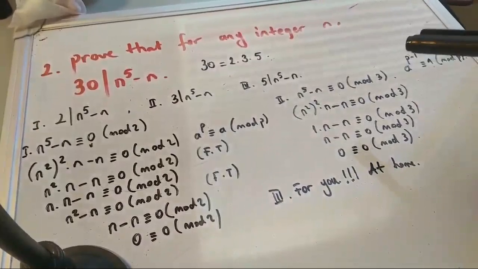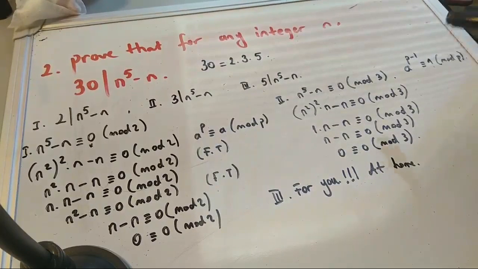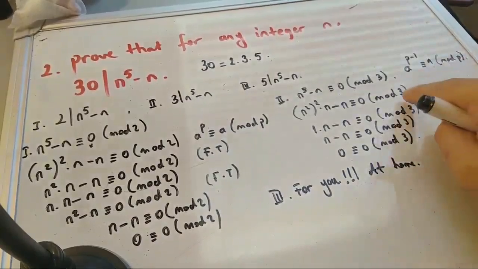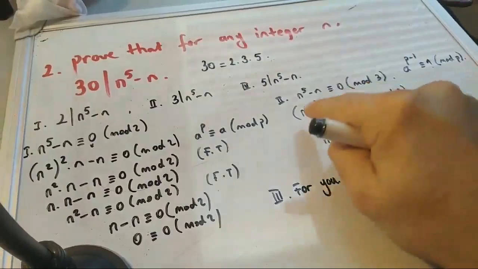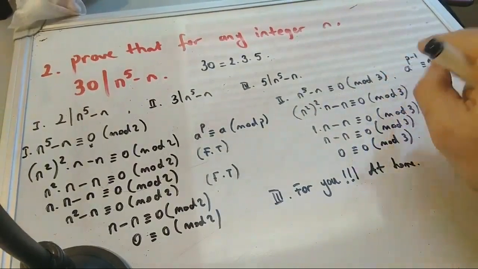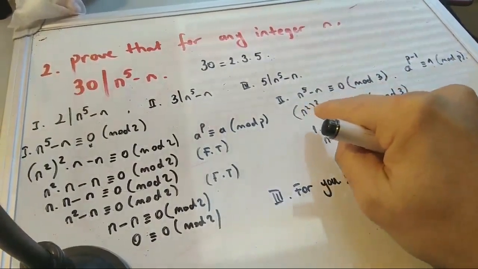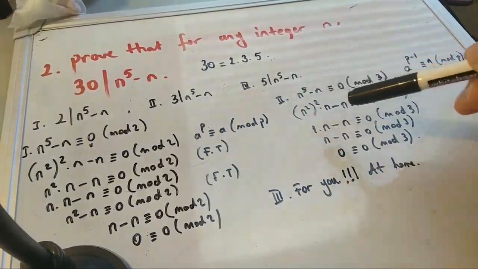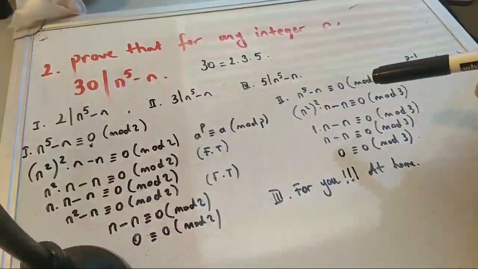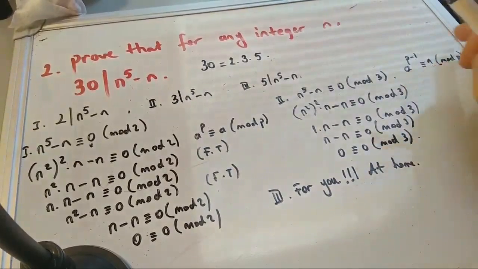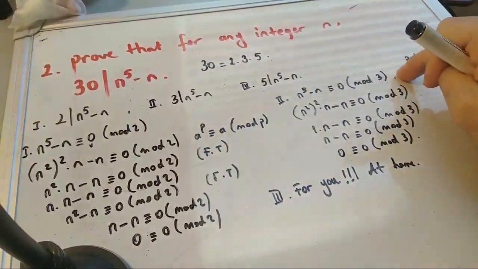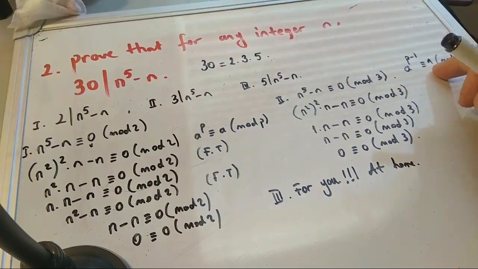According to Fermat's little theorem, a to the power of p minus 1 is congruent to 1 in mod p. We have p is 3, a prime number, and p minus 1, 3 minus 1, will give us 2. So we can use Fermat's little theorem here. The Fermat's little theorem says, in this case, the remainder is always 1.